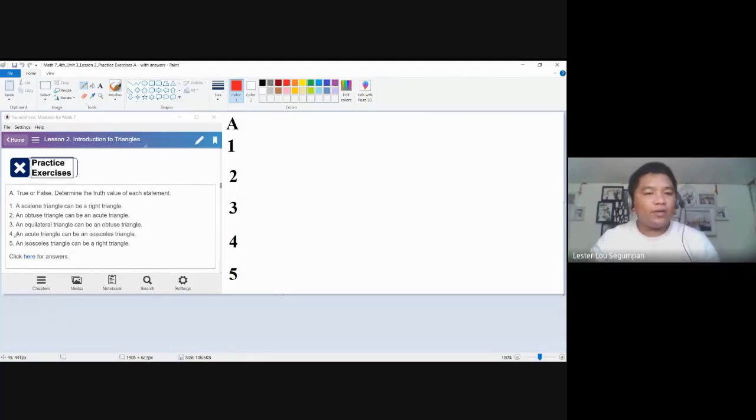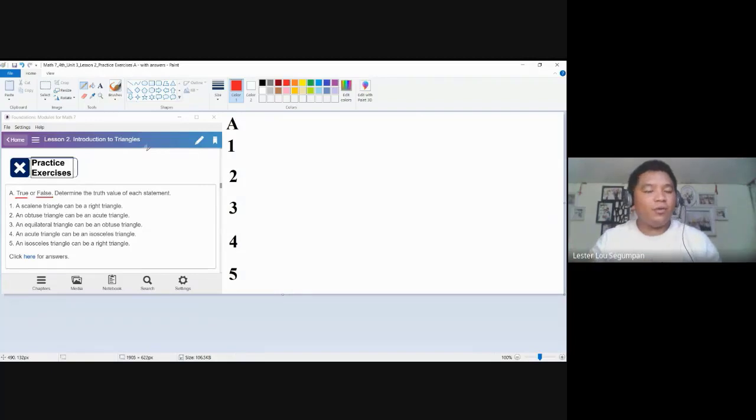So for items 1, 2, 3, 4, and 5 here, we just need to determine whether the statement can be true or false. So we are going to determine if a triangle could actually have the two characteristics stated per each of the statements here. Let's try to analyze them properly.